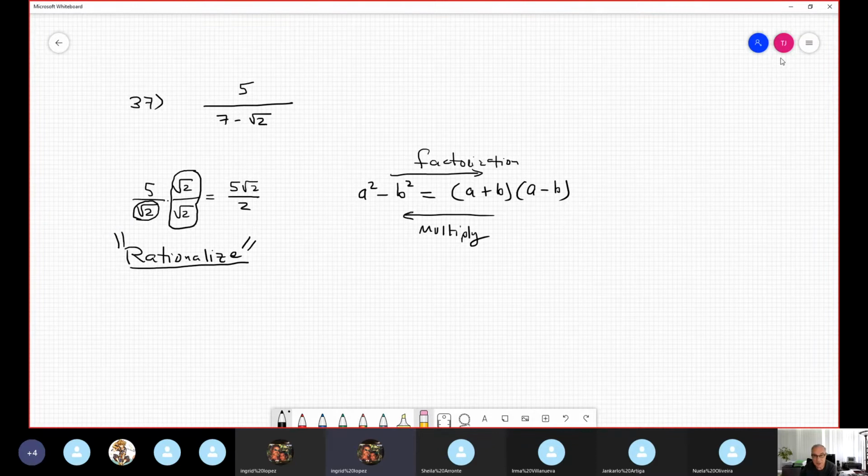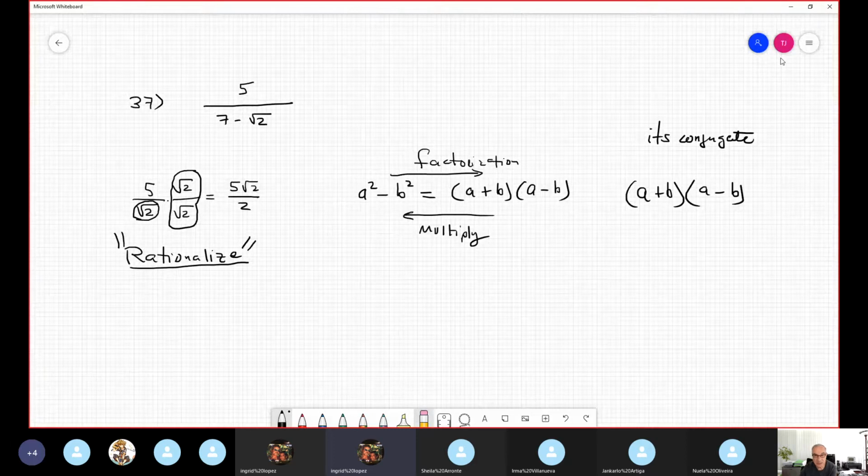However, I discovered that when you have one binomial, you multiply by its conjugate. Its conjugate, it's the technical name, conjugate. Conjugate is exactly the same but with the opposite sign in the middle. Now, magically, you convert it to a squared minus b squared.